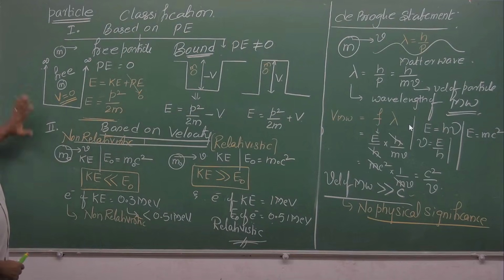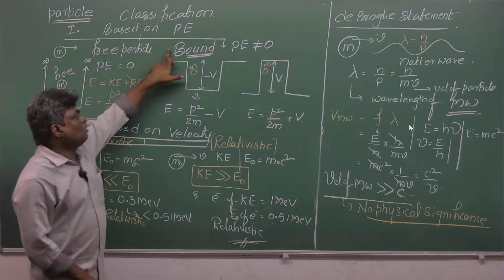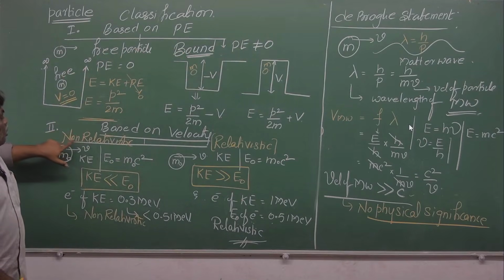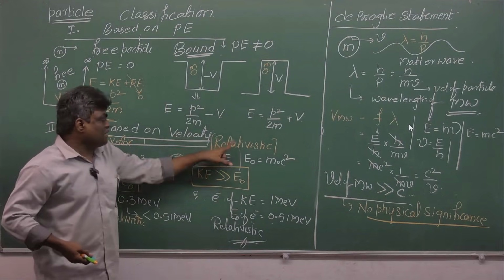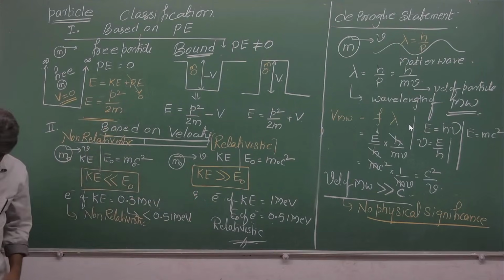So I hope everybody understands the difference between particle classification. Free particle: potential energy zero. Bound particle: potential energy. Next one, non-relativistic particle, and relativistic. Right. Come on, write down. Sir, online students also, please try to give the answers. Otherwise, you won't remember. Shall I ask a question?